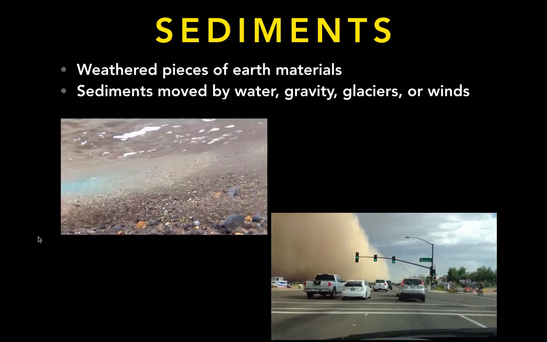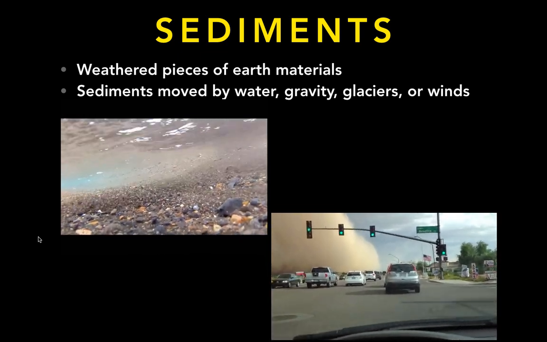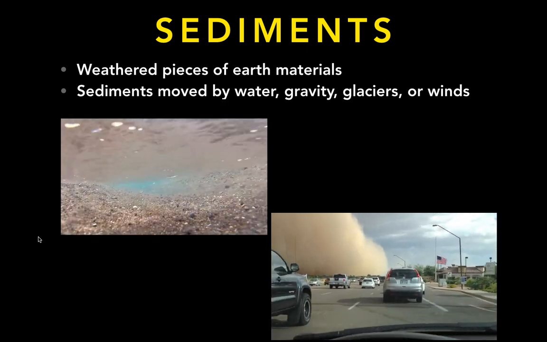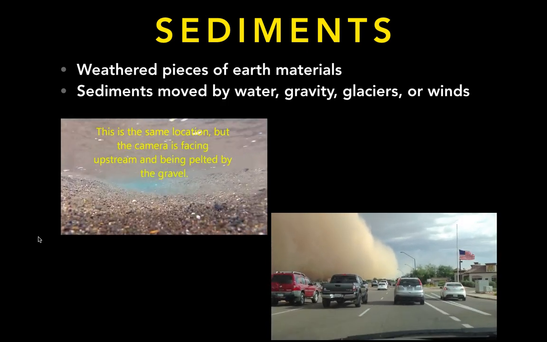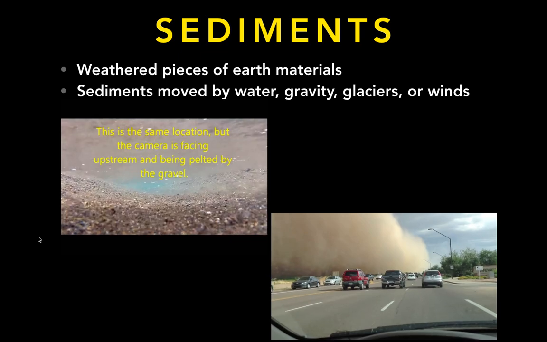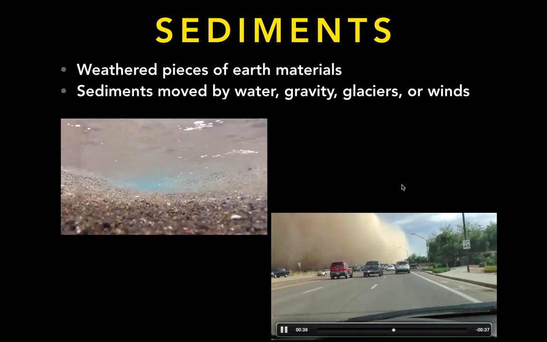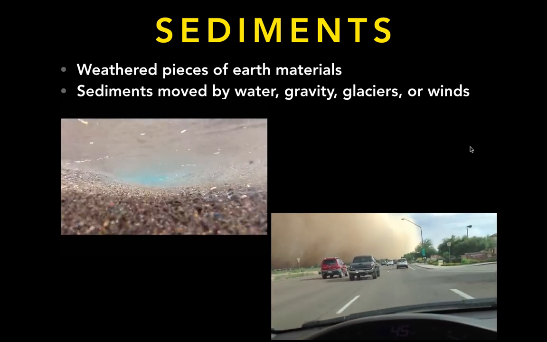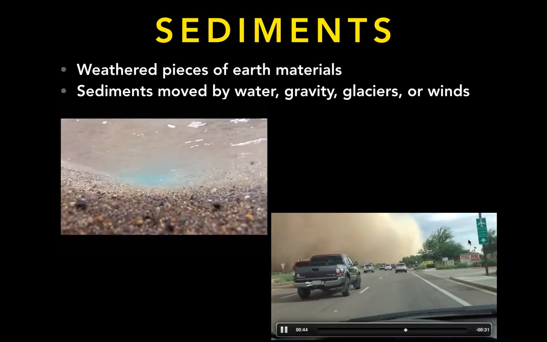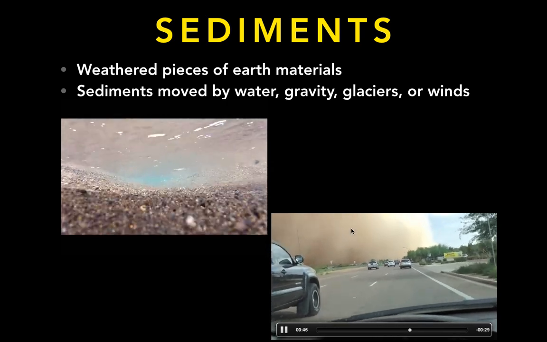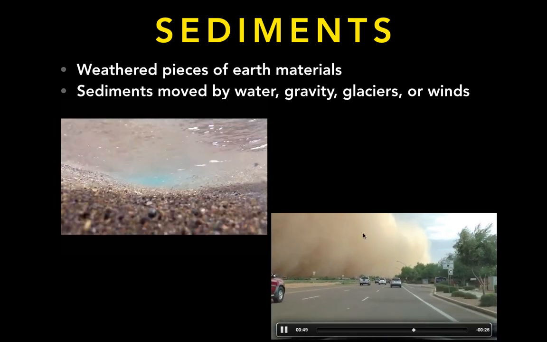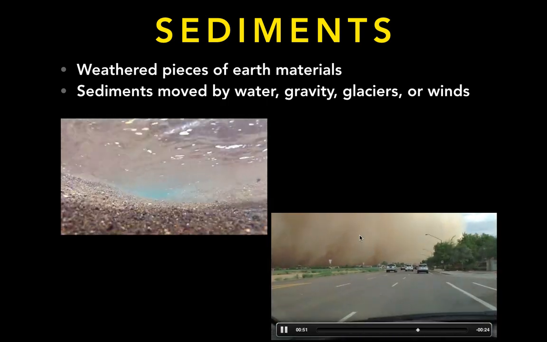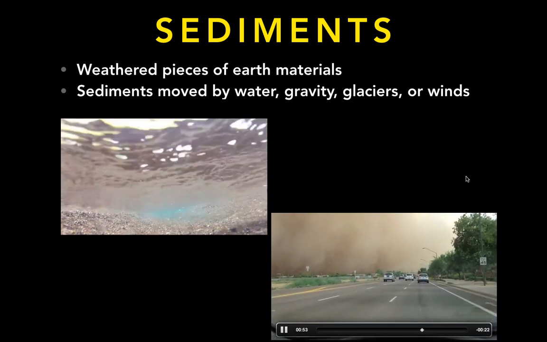It can be moved by gravity, such as falling down a hill, or it can be moved by a glacier, which, if you don't know what a glacier is, is basically a big frozen piece of ice in a mountain. Or it can even be moved by wind. As you can see down here in the right-hand corner, that is actually a dust storm or a sandstorm in Arizona. So you can see that there's a big difference in the sky here. You have blue sky on this side, and you have a light brown, dust-looking cloud here.